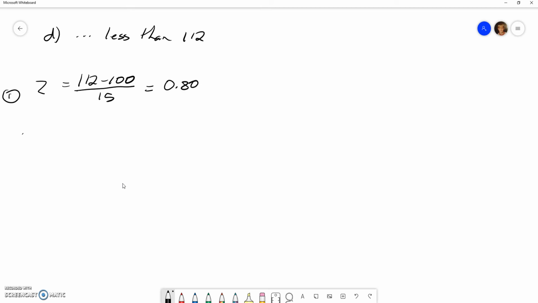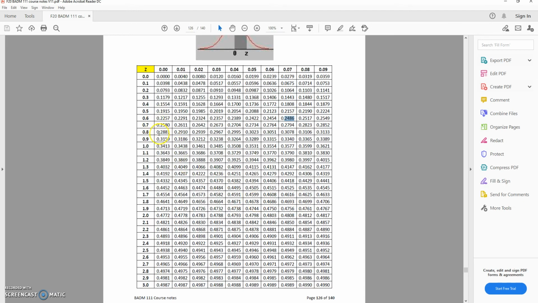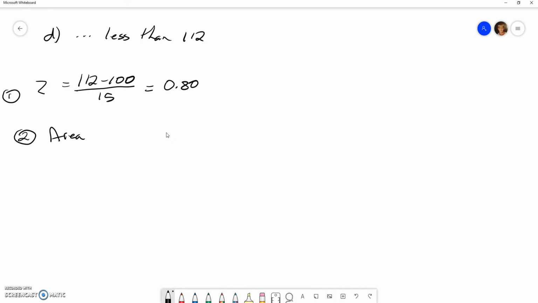0.80. Step 2 is to find an area that's associated with that Z value 0.8. So we go on to the normal distribution chart. We have 0.8 is right there, 0.80, 0.2881. Now we're going to draw out this normal distribution in order for us to get a really good idea of how to solve for step 3.